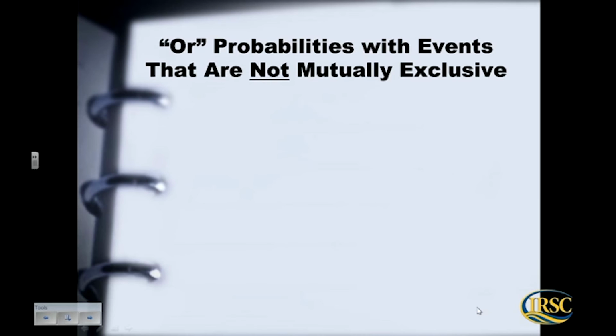Okay, not mutually exclusive. What do you think that means? No, not the and, just not mutually exclusive. It can happen at the same time, right? So mutually exclusive means that they can't happen at the same time. Not mutually exclusive means they can happen at the same time, like drawing a card and getting a king or a heart. You can get a king and a heart at the same time. Okay, so you guys see the difference there?